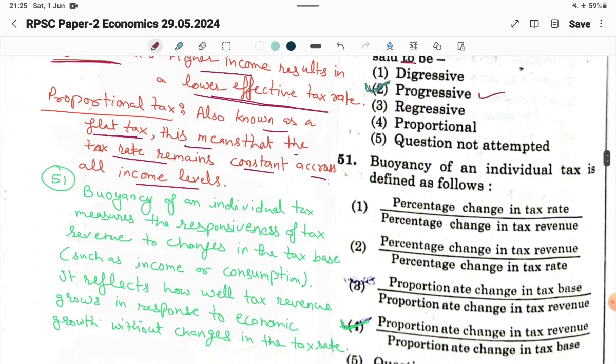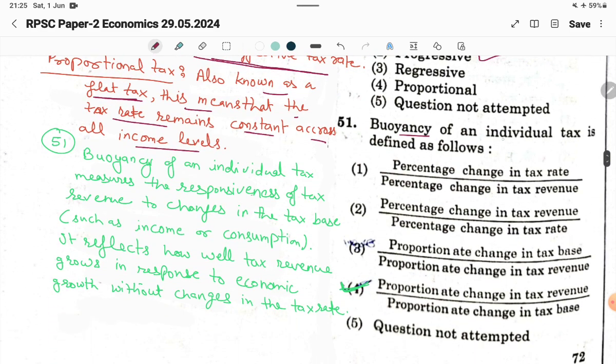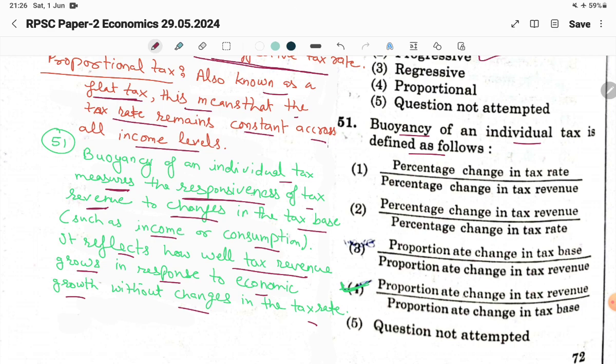Now the next and the last question: buoyancy of an individual tax is defined as follows. The buoyancy of an individual tax measures the responsiveness of tax revenue to changes in the tax base, such as income or consumption. It reflects how well tax revenue grows in response to economic growth without changing the tax rate. And here the fourth answer will be the right one: proportionate change in tax revenue divided by proportionate change in the tax base. So the fourth will be the right answer. That's all for today.